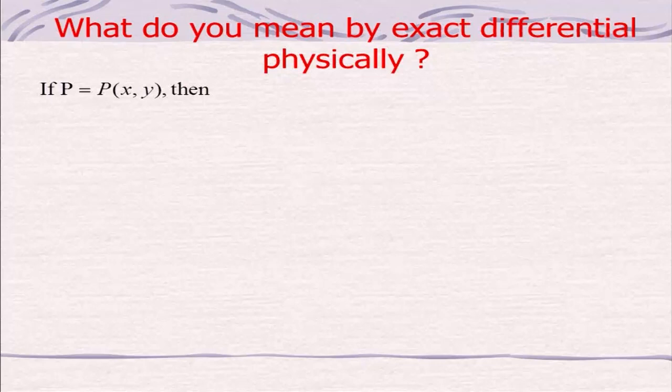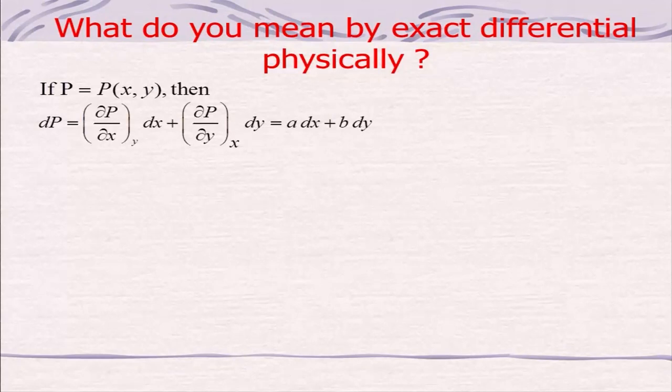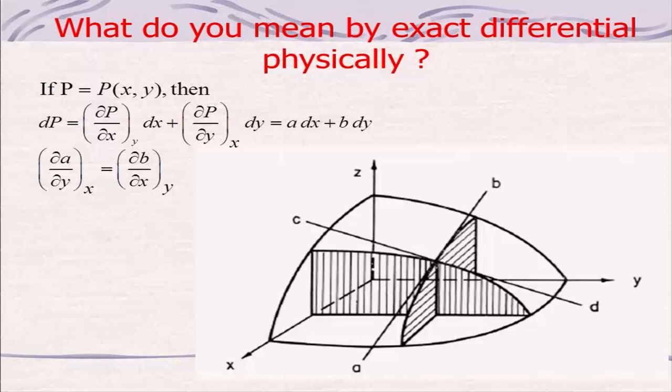So if you look at what we did, we took a property P as a function of x and y, then we looked at dP equal to ∂P/∂x at constant y times dx plus ∂P/∂y at constant x times dy, which is equal to A dx plus B dy. What is that A? A is nothing but this term, right? And then this condition has to be satisfied: ∂A/∂y at constant x equals ∂B/∂x at constant y.